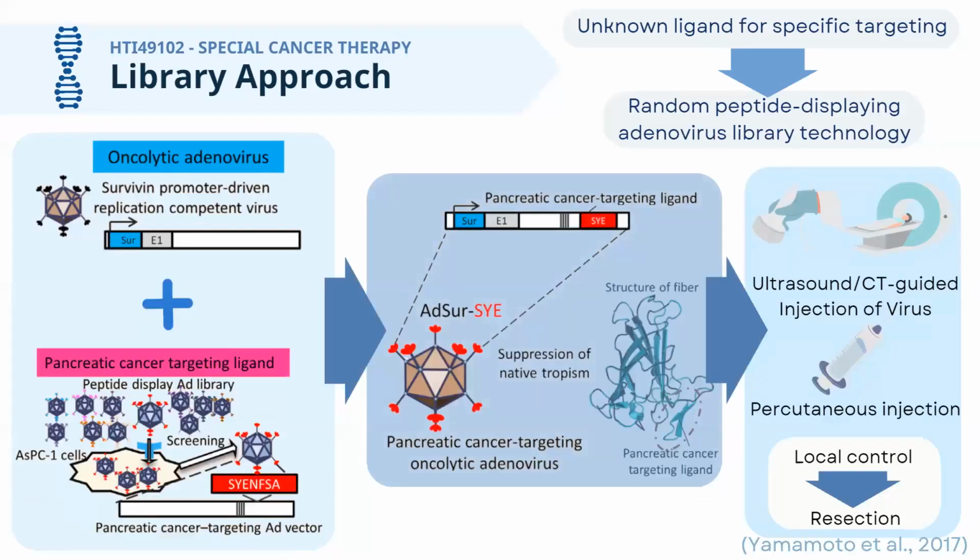So the problem is that we have no idea which ligand to choose for specific targeting. So what we are trying to do is create an adenovirus library, a lot of different types of adenovirus, and then select the most desired one, as you can see from the left. So we have an oncolytic adenovirus with the oncolytic gene incorporated in its genetic material. After creating the library, we extract one of the desired adenoviruses and extract the pancreatic cancer targeting ligand, and then we merge them together. So now we have a pancreatic cancer targeting oncolytic adenovirus.